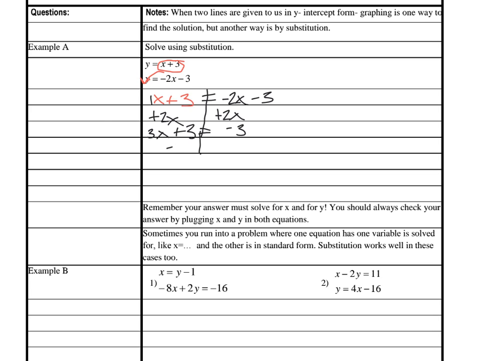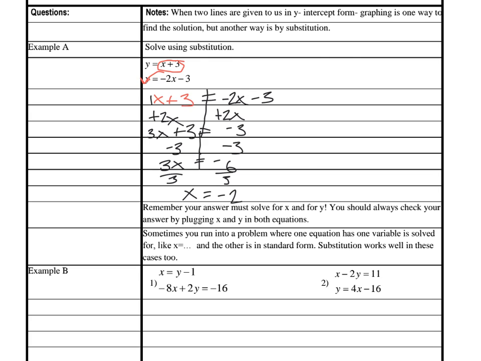Keep going. I'm going to subtract 3 on both sides. 3x equals negative 6. Now this 3x is multiplying, so to undo multiplication I divide by 3 on both sides. X equals negative 2. So we have the first part of our solution, but we also need to know what y equals, because this is a system of equations where we have two variables.